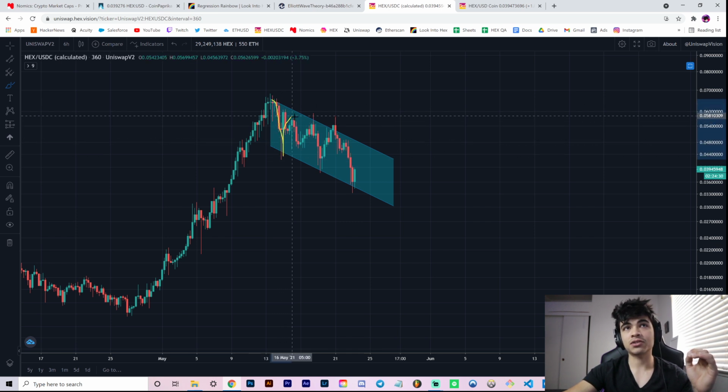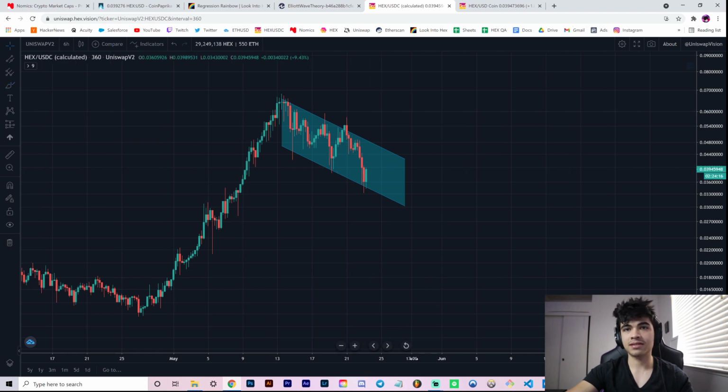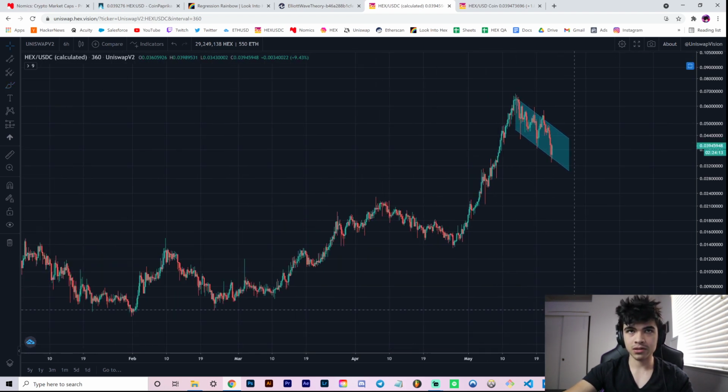Who knows if we actually break to the upside? But for the most part, we've held true to this channel. We've held true to this channel with obvious wicks breaking beneath it and obvious wicks up here breaking above it. However, this still to me looks like a bull flag.